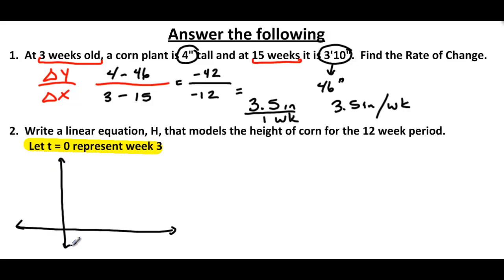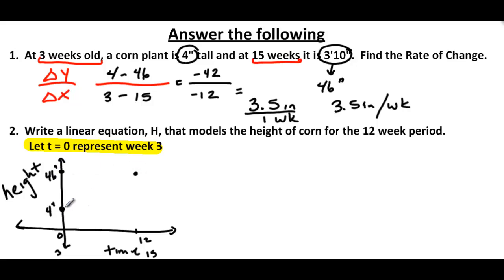If I let t equal 0, that's my time. So time is down here. So time 0 really represents 3 weeks. And this is going to be my height, my y value. Well, I know at 3 weeks, so I'm going to put that at time 0, I was at 4 inches. And then I know if I go down to 15 weeks, which is my 12-week period, I'd go all the way up, because really this is week 3 and this is week 15. I was all the way up at 46 inches.